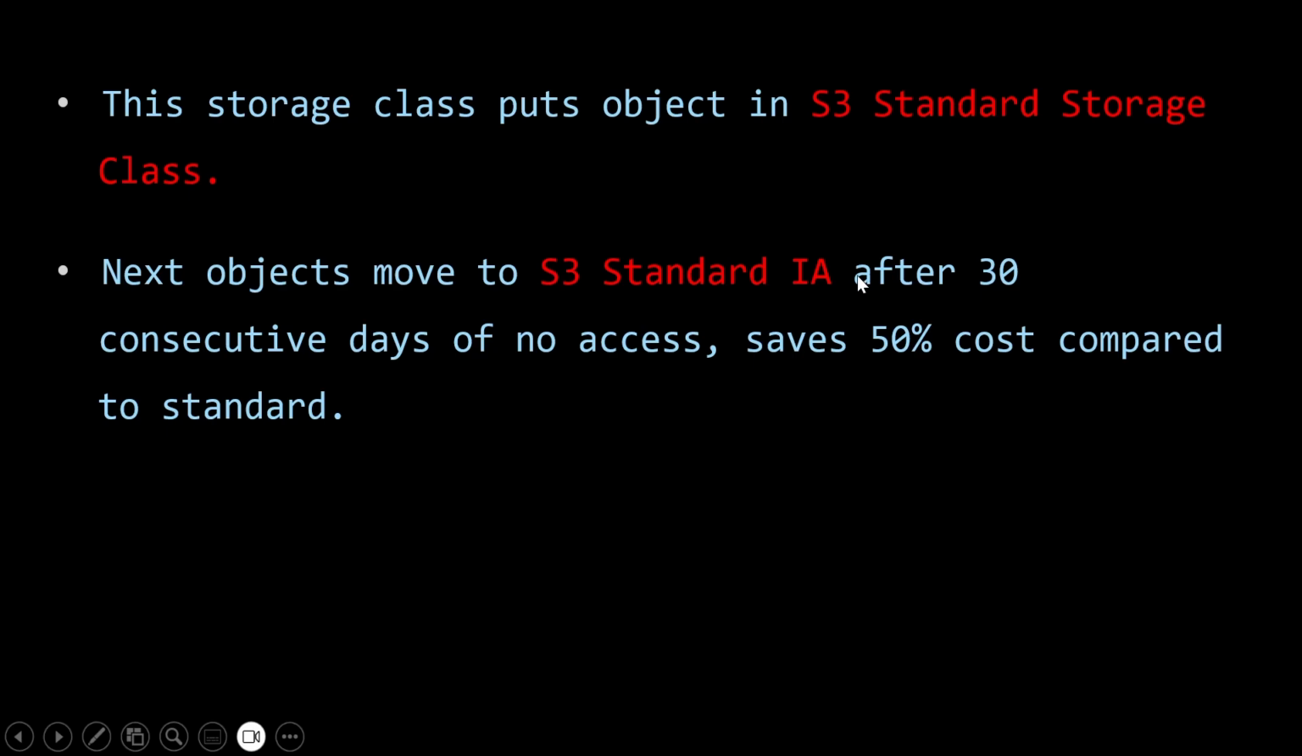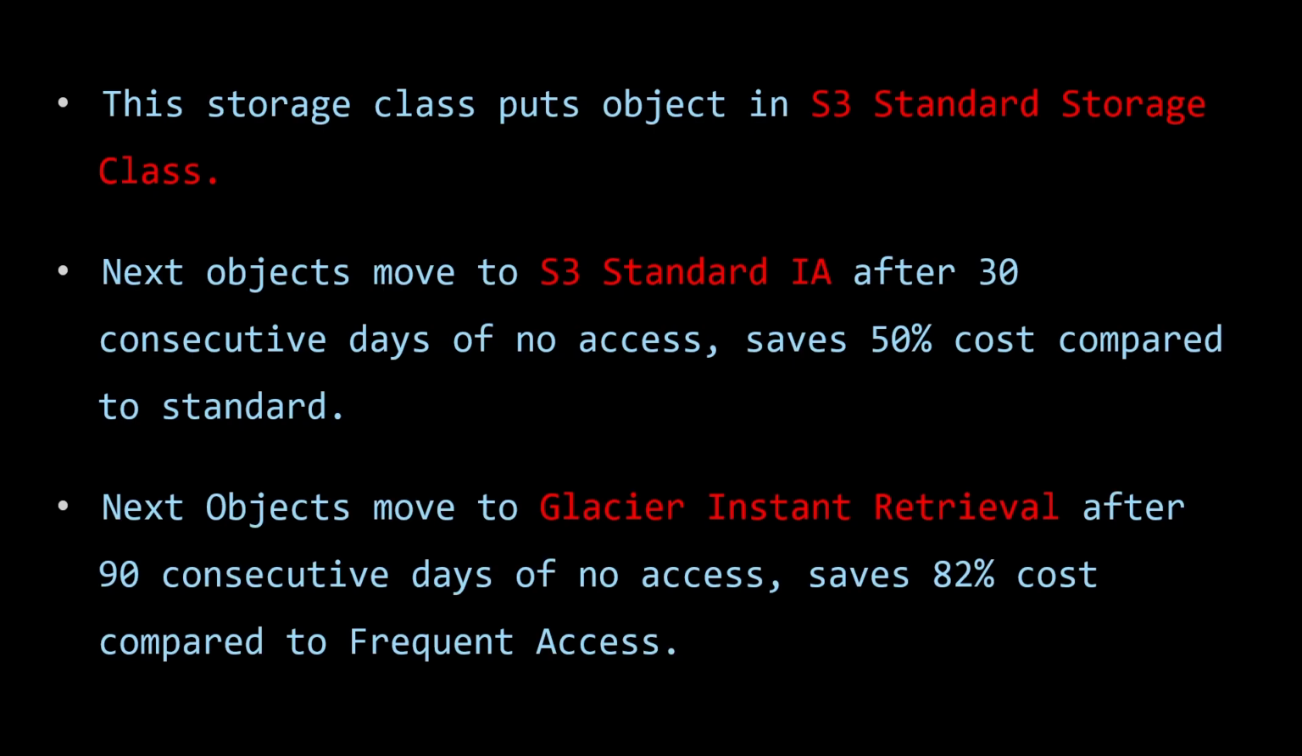Next, the object moves to the S3 standard infrequent access storage class after 30 consecutive days of no access, which saves 50% storage cost compared to S3 standard. This we already know. Next, the object moves to Glacier instant retrieval after 90 consecutive days of no access, which saves up to 82% when compared to S3 standard. This also we already know.